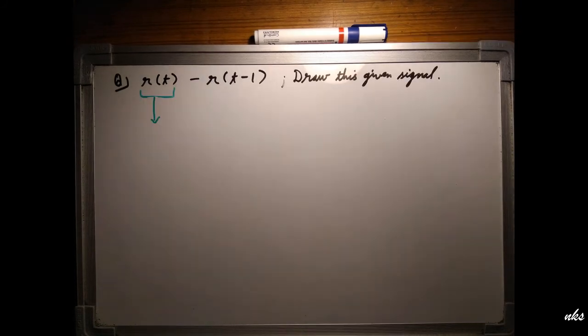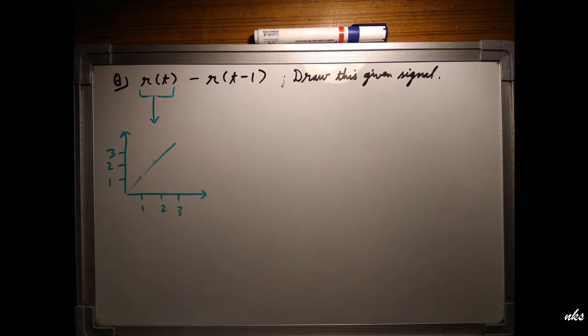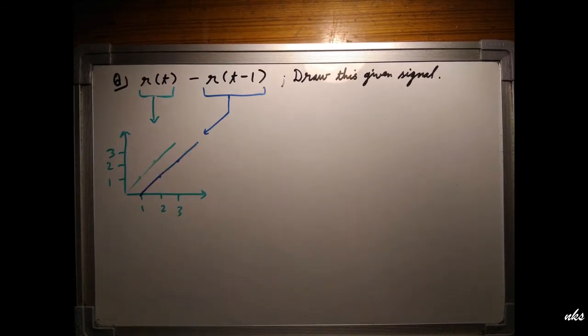So r of t is this. Now r of t minus 1 is as shown on the screen. So now what we have to do, just think as I discussed in the previous example of u of t, but in the ramp signal you have to think in terms of slopes. So r of t minus r of t minus 1, that is, we have to subtract the blue line from the green line. So see this carefully.